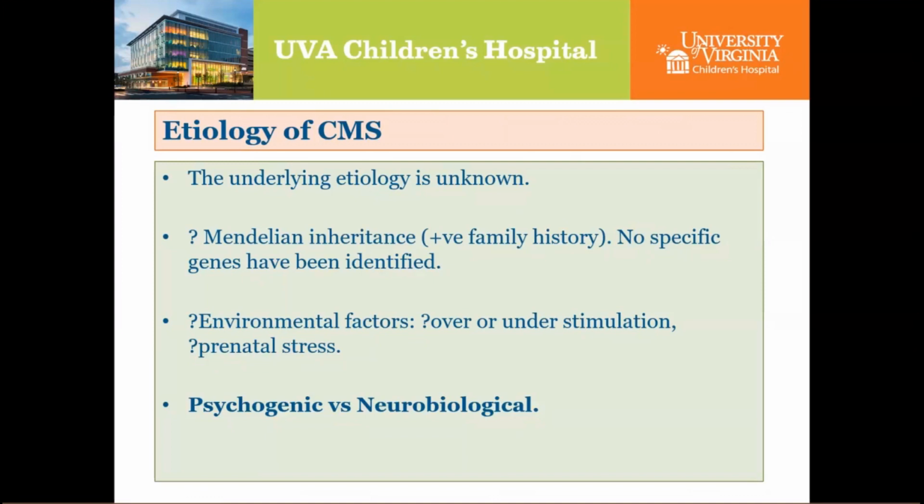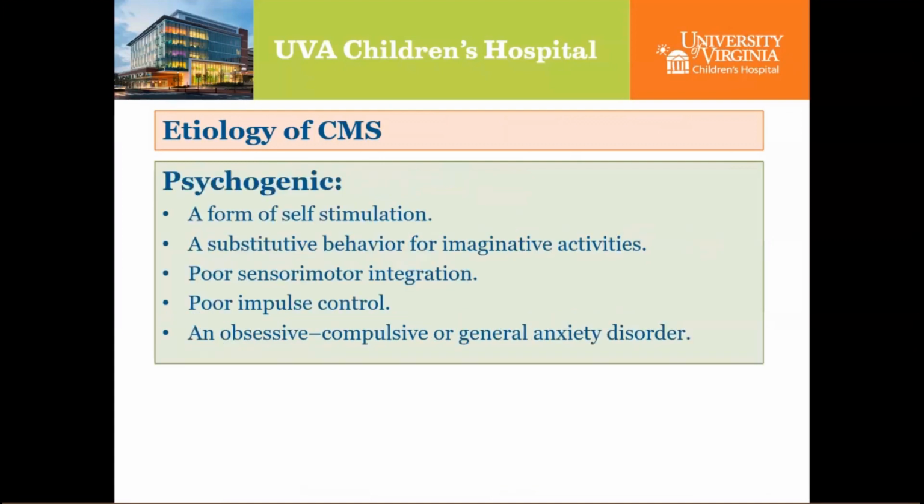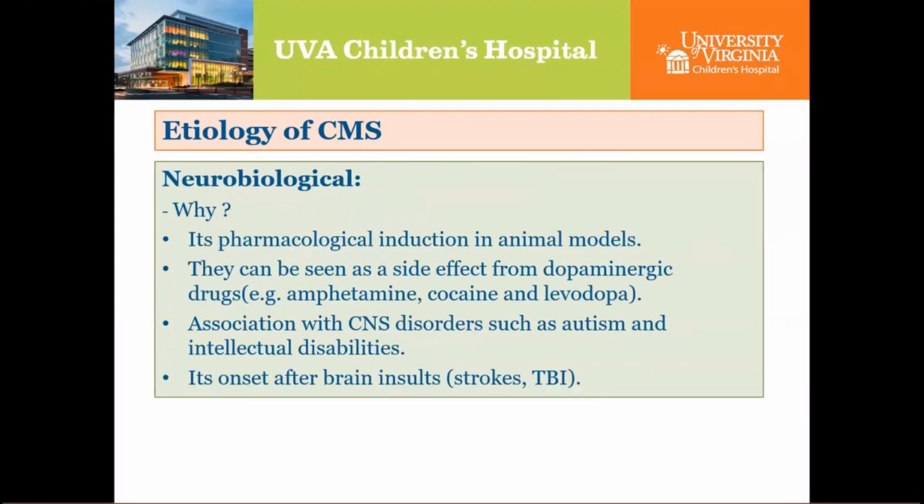People generally talk about psychogenic versus neurobiological etiology. So some people think it's psychogenic in origin. It's a form of self-stimulation, a substitutive behavior for imaginative activities, or related to poor sensory motor integration, poor impulse control, or maybe some sort of an obsessive compulsive or general anxiety disorder. On the other hand, many people believe that it's actually neurobiological in origin. Why? For once, because you can actually induce stereotypies using certain medications in animal models.